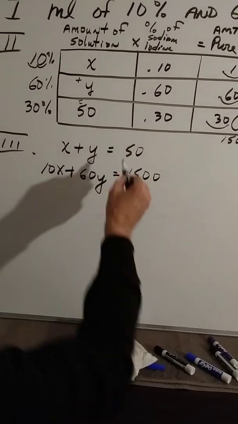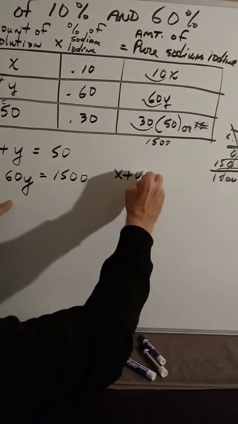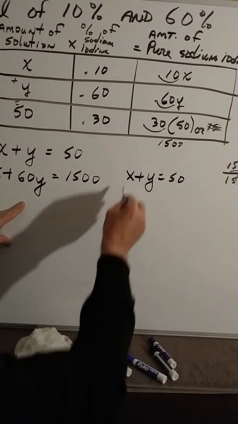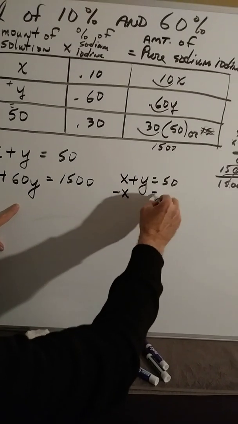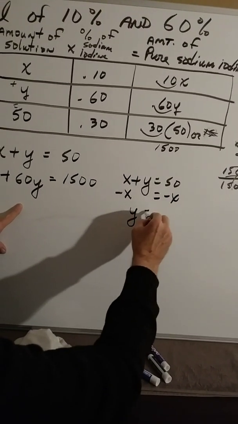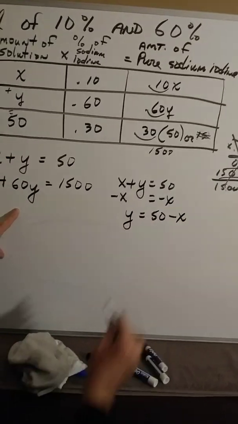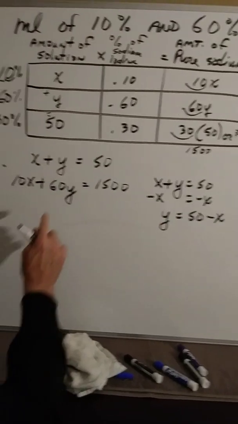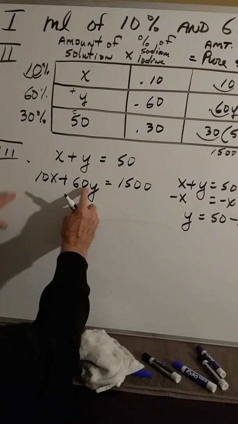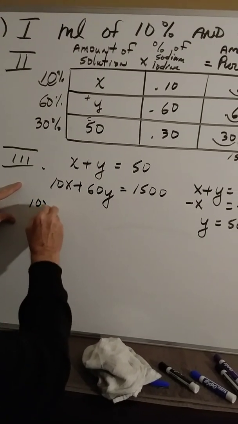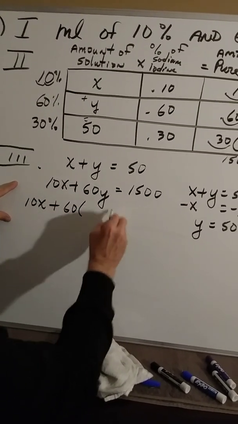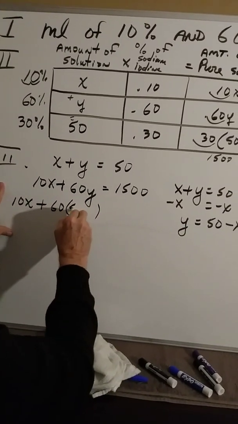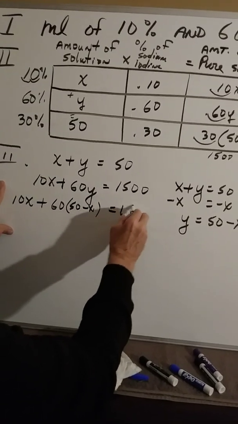Now I'll go back and I'll use substitution. I'm going to take that top equation and pull it off. Just to be different, I'll solve it for y. Get rid of that x, subtract it from both. Now let's substitute. 50 minus x is the value of y. We're going to put it right in place of y in this second equation. 10x plus 60 times the value of y. The value of y is 50 minus x, and that's going to be equal to 1500.